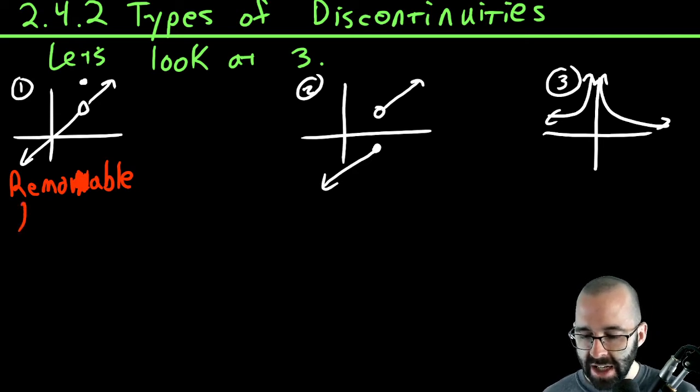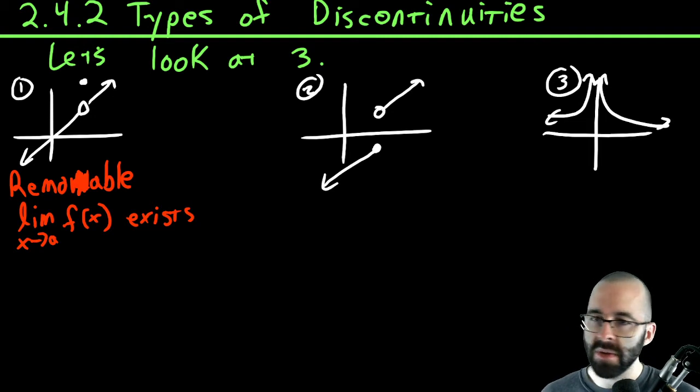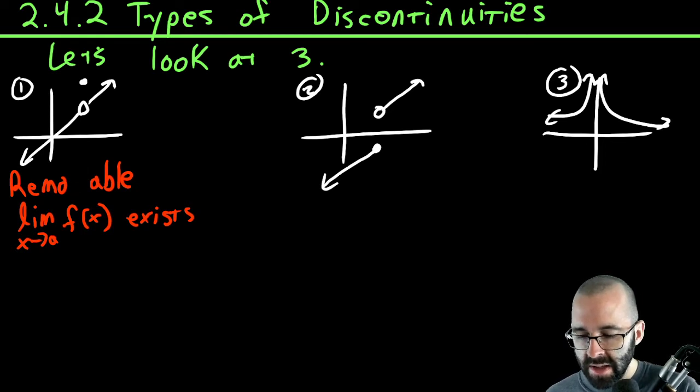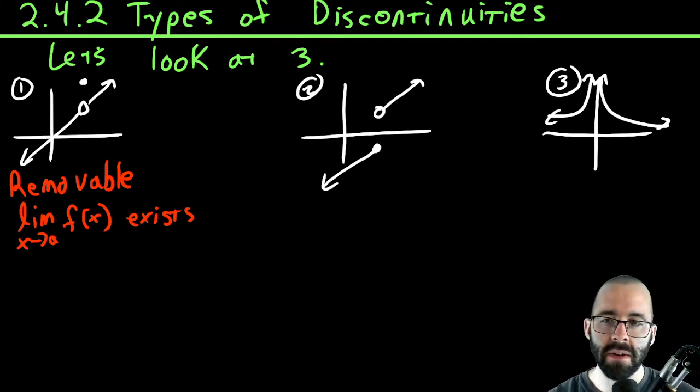All right, so removable discontinuity. This is a specific case where the limit as x approaches a of that function exists. So notice that in these other cases, cases 2 and 3, we do not have this. In these other ones, the limit doesn't exist, because in number 2, the limit from the left is different from the right, and in the 3rd one, the limit is infinity.